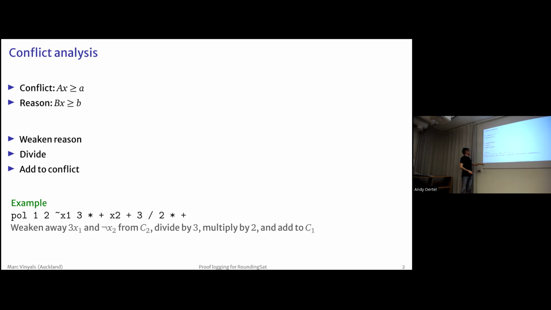So this we're going to log by using this reverse Polish notation. The syntax is a bit clunky, but what this is saying is, take some constraint, weaken away this variable x1. So we're taking x1 multiplying by 3, and we're taking the opposite literal, so that weakens away x1. And if we want to weaken away x2, then not x2, then we add this variable x2, divide by 3, multiply by 2, up to some constraint.